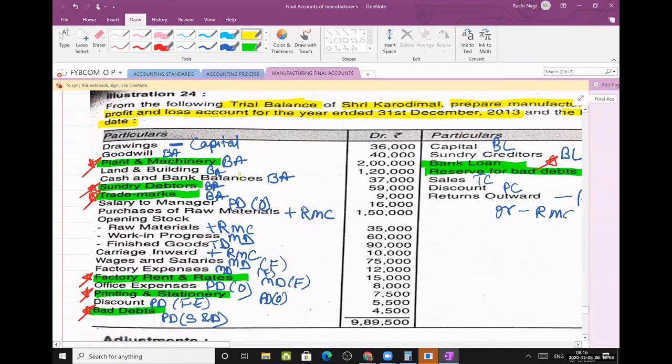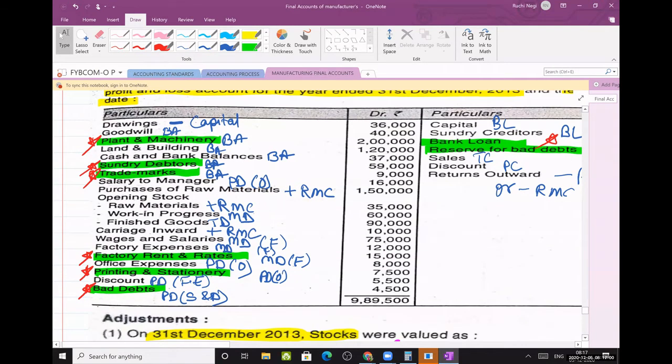Plant and machinery balance sheet asset, land and building balance sheet asset, cash at bank balance sheet asset, debtors balance sheet asset, and it is under an adjustment. Trademark balance sheet asset is under an adjustment. Salary to manager, P&L account debit under the heading office. Purchase of raw material, add to raw material consumed. Opening stock of raw material, add to raw material consumed.